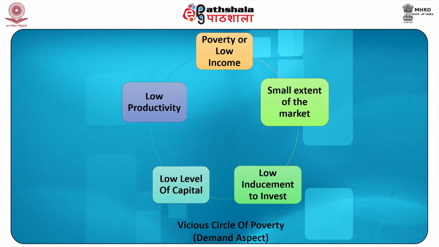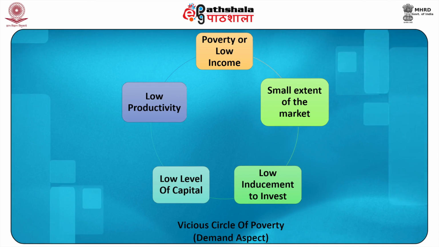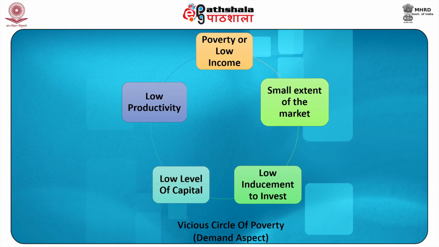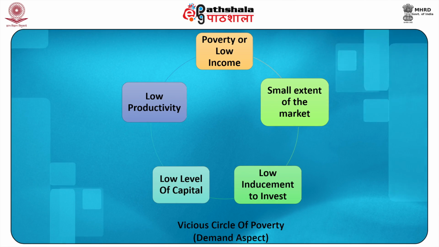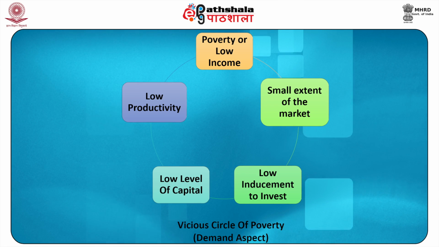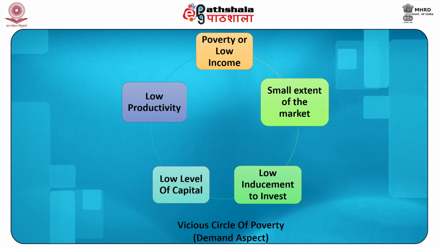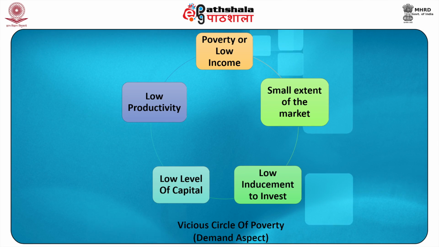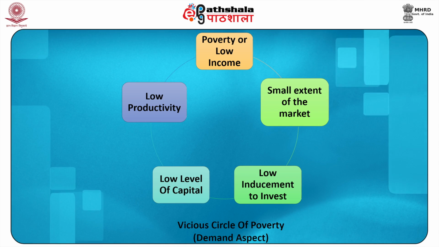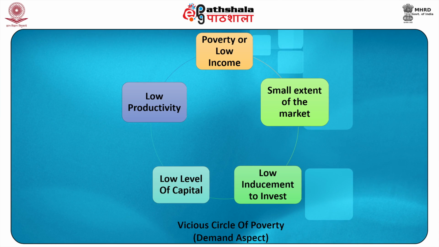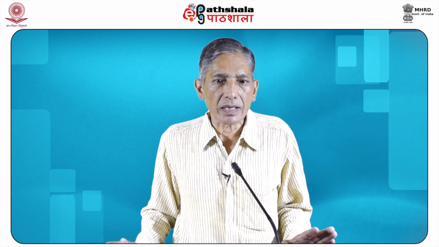The basic cause for underdevelopment is low aggregate demand. Nurkse says that poverty leads to low production, leads to low income, leads to low aggregate demand, that is consumption demand as well as investment demand, C plus I. And because of this low aggregate demand, there is low inducement to invest. You must be knowing that inducement to invest is limited by the size of market. And if you have low aggregate demand, you have lesser inducement to invest. And if inducement to invest is limited, then there is low investment, low production, and leading to poverty. So circle becomes complete. This is demand side.